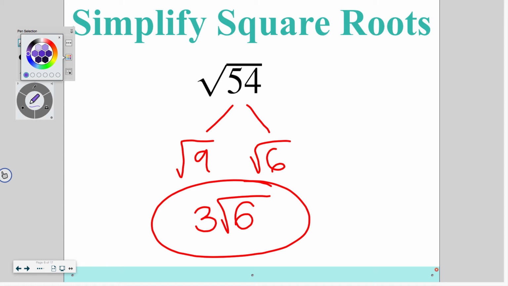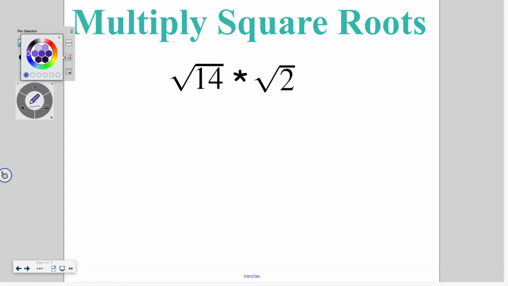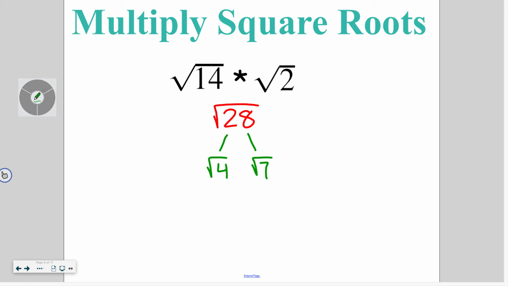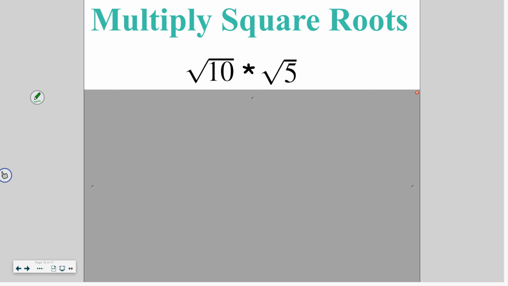So we have 9 and 6 can multiply to 54, so I get 3 square roots of 6 as my simplified answer. We can also multiply to start, so I've got 14 and 2. So 14 times 2 gives me the square root of 28. Then I need to check, is there anything I can simplify with? 28 can be split into square root of 4 and square root of 7, which gives me 2 square roots of 7. Go ahead and try this one.